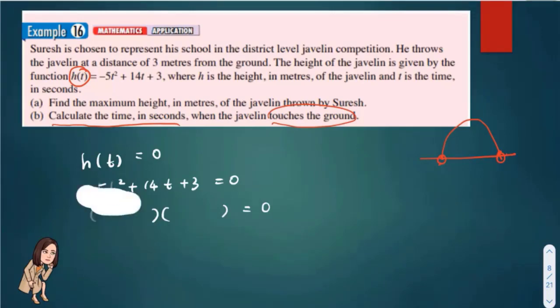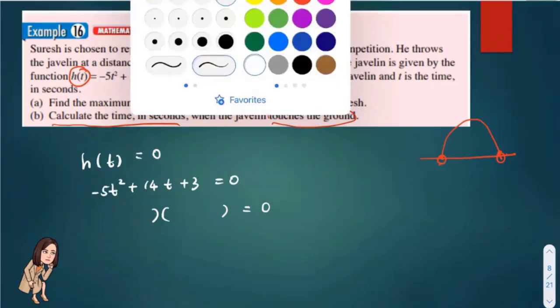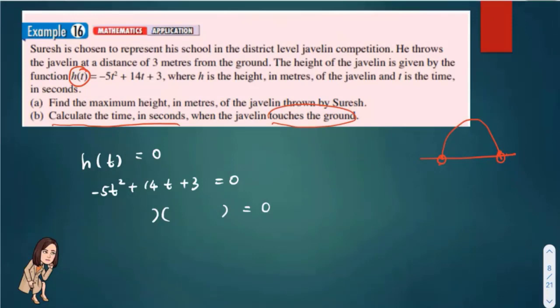Means that your value of A depends on your values of ABC when you press your calculator. Ini soalan teruskan. Kalau kamu tukar, if you do this one, means that your A is -5, your B is 14, and your C is 3. If you convert it from negative to positive, it will be 5t squared minus 14t minus 3 equal to 0. So your A is 5, B is -14, C is -3.